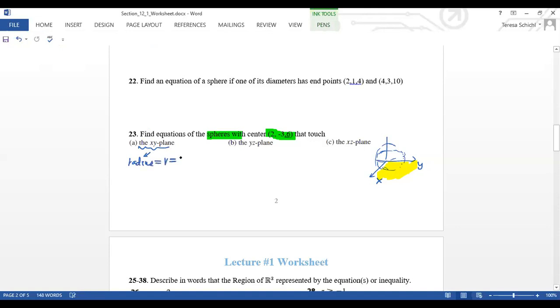So the radius R will basically be what? If this is the center, they touch the XY plane. So what is the radius? The radius is my Z coordinate, correct? So in here, the Z coordinate is 6. So now I can write this sphere as x minus 2 squared plus y plus 3 squared plus z minus 6 squared equals what? R squared is 36.